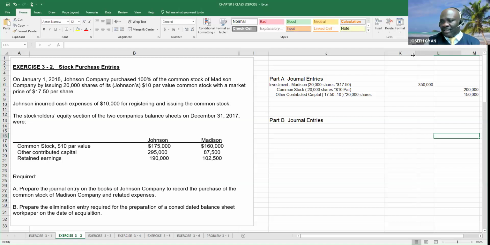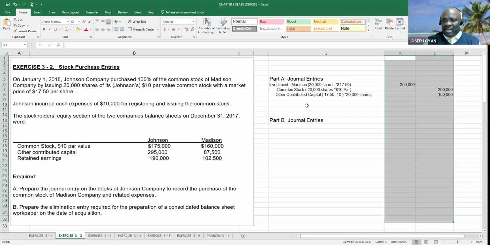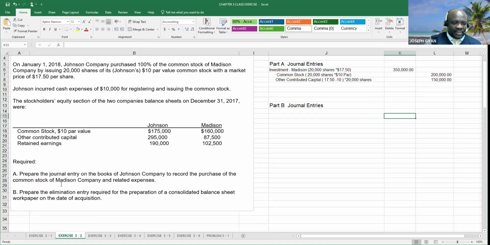Am I right? I'm just looking at the numbers, because 20,000 times 10 is 200,000. Yeah, so I think I'm right. So this is the money that we invested in the company. So these are the amounts that we invested in the company here. The next one, B, is saying to prepare the expenses that they incur.